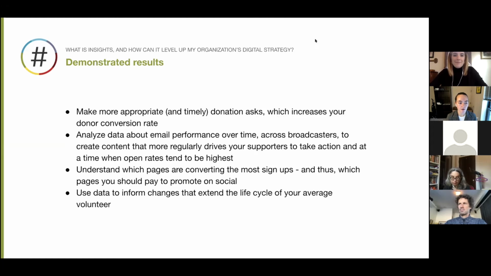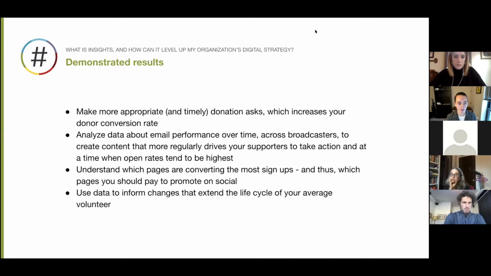Right, so while everyone here might be just excited about having more data in general, and a lot of folks on our team operate that way, what's important is not so much just having those extra data points on folks, but what you can do with that data. So a few anecdotal results here just from customers that are currently using our Insights tool. You'll have the ability to make a more appropriate and timely donation ask, increasing your donor conversion rate and helping you to meet and exceed any fundraising goals that you might have set as an organization.